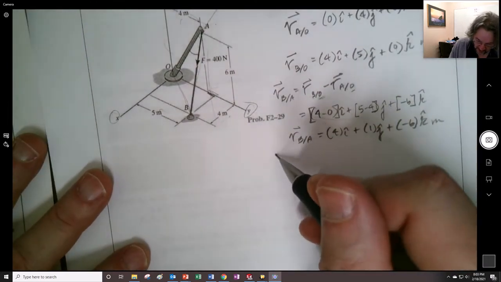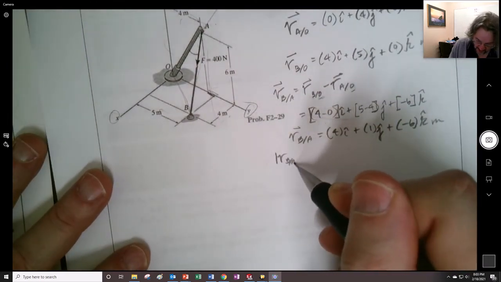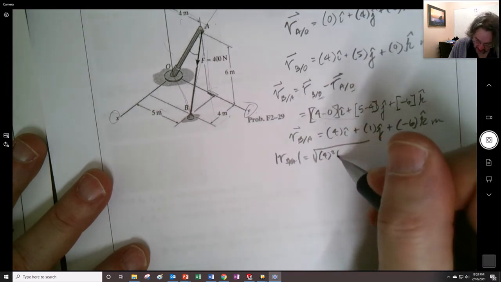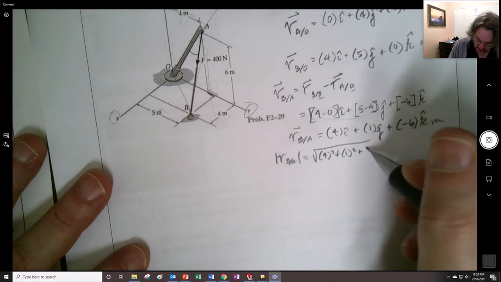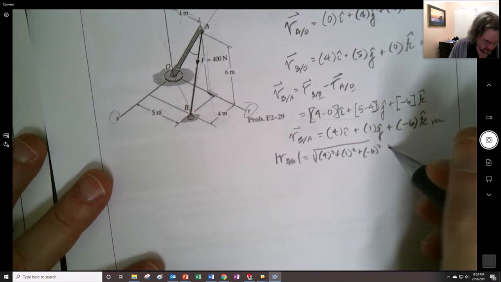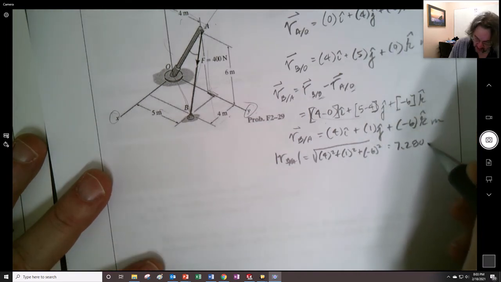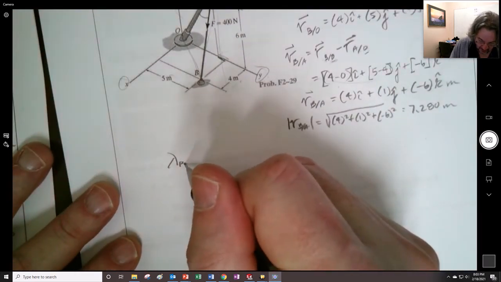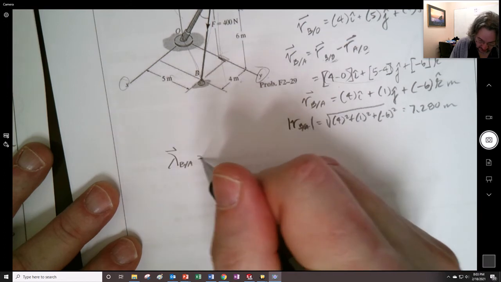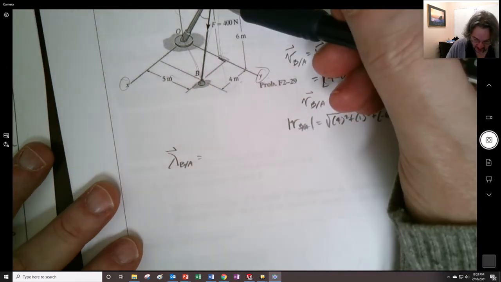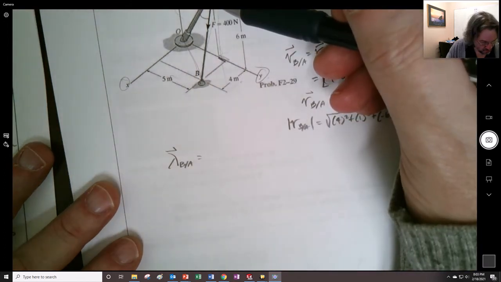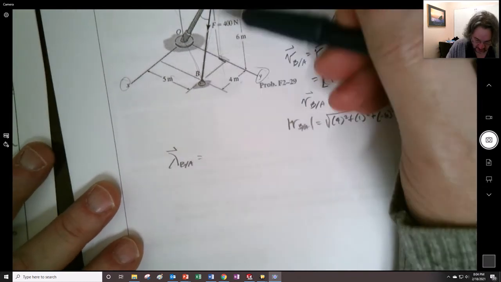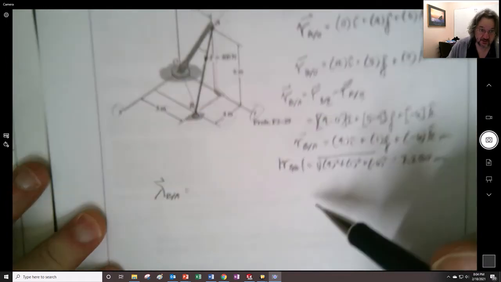So we can find this magnitude, this r of B with respect to A. 4 squared plus 1 squared plus negative 6 squared is 7.280 meters. And then we could find the lambda of B with respect to A, and that's just going to be this line right here, facing downwards.